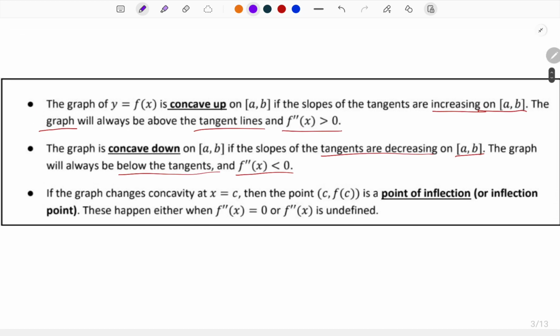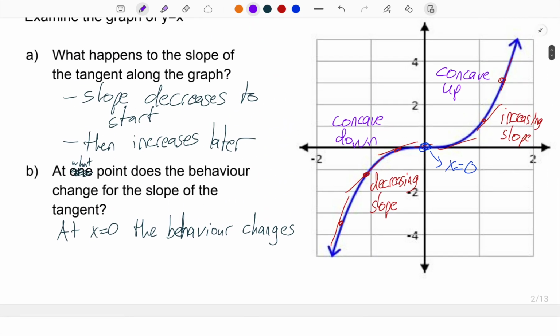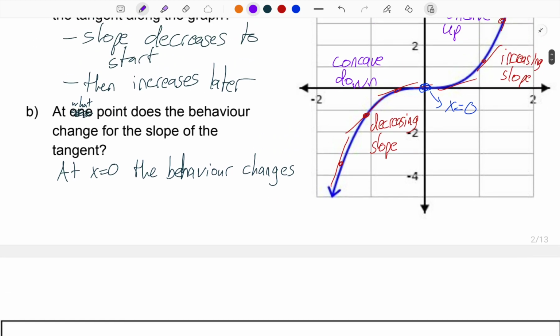And if the graph changes concavity, then we call that the point of inflection. So it's kind of similar to what a critical point was, but now we're just taking it one step further for the second derivative. It's where it's 0, or it could be undefined. So you can see up above, at x equals 0 there, that's where it changes. So that would be an inflection point. All right, let's continue.